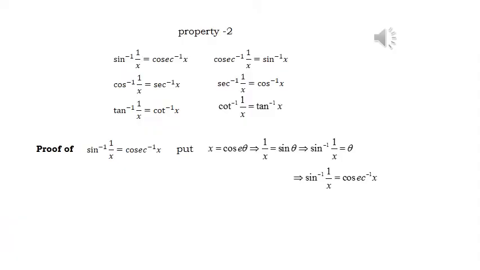The second set of property for reciprocal of trigonometric function, sin inverse of 1 by x. So x equal to sin theta means 1 by x is 1 by sin theta. 1 by sin theta is cosecant theta. So sin inverse of cosecant theta, cosecant inverse of sin theta. This is the meaning of the property. So sin inverse of 1 by x equal to cosecant inverse of x, and cosecant inverse of 1 by x reverse, sin inverse of x. This is the first set.